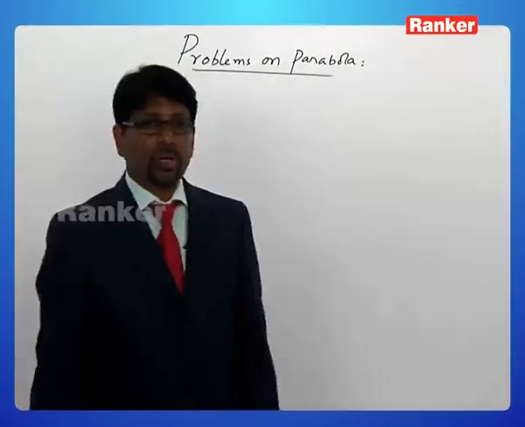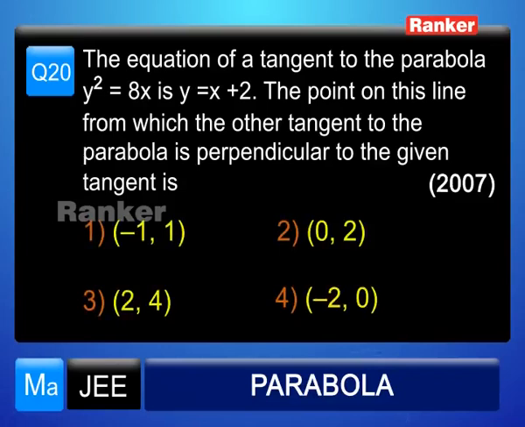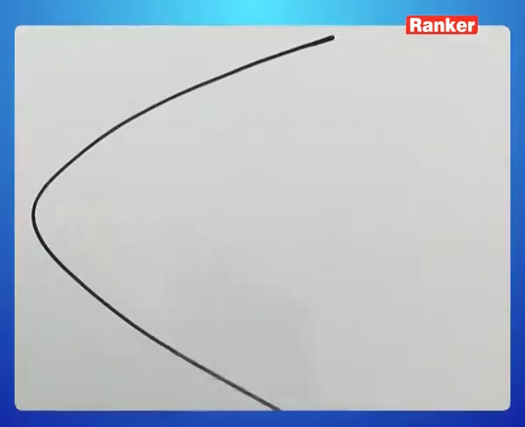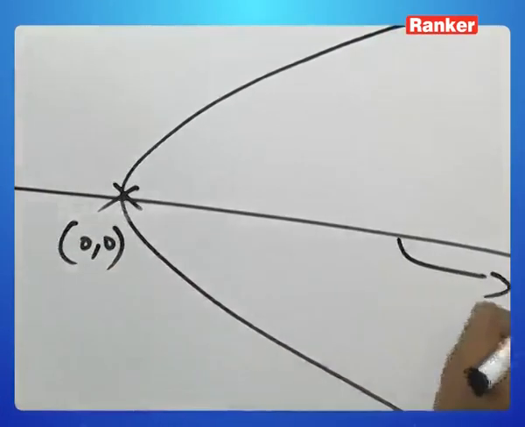Let's move to the next question. Question number 20. The equation of a tangent to the parabola y square equal to 8x is y equal to x plus 2. The point on this line from which another tangent to the same parabola is perpendicular to the given tangent is: first option minus 1 comma 1, second option 0 comma 2, third option 2 comma 4, and fourth option minus 2 comma 0. So let's have a look at this. y square equal to 8x is a parabola with the vertex as origin and the x axis as its axis.